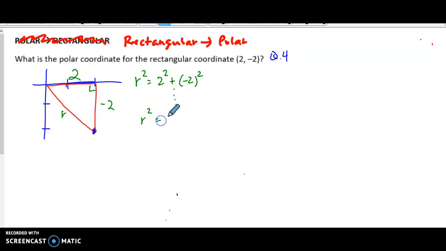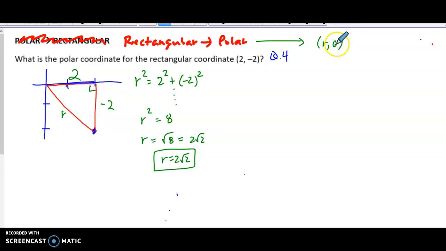You have r squared, that ends up being 8. And r is the square root of 8, which simplifies to 2 root 2. So there's my r value. Now, since a polar coordinate requires r comma theta, right? We need a theta value. We need an angle measure. Well, that's going to be the second part of this problem.